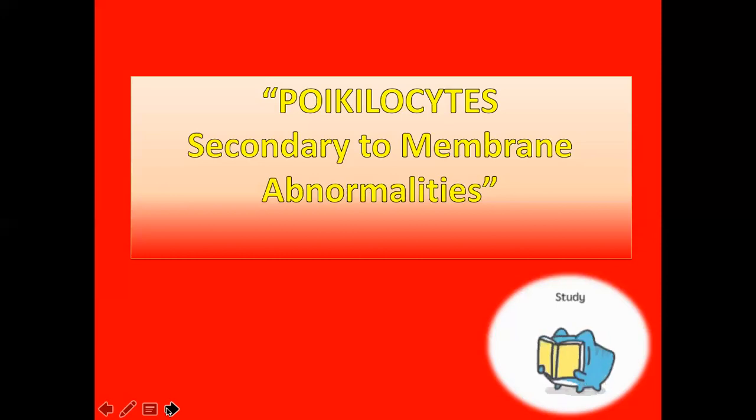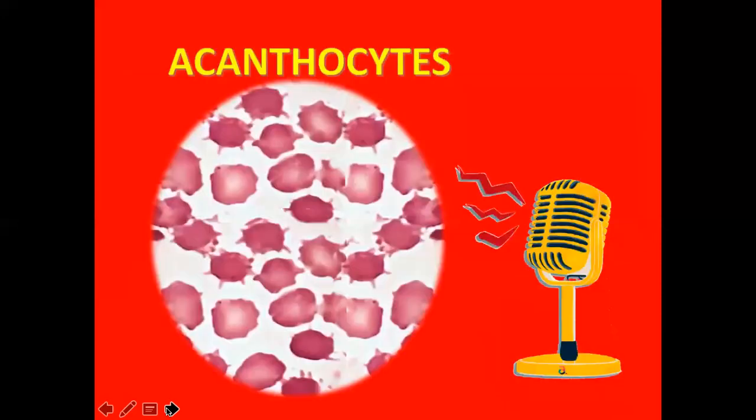And these poikilocytes that are secondary to membrane abnormalities, examples of these are the following. The first one is acanthocytes, and the others we have here are burr cells, echinocytes or crenated red blood cells, the ovalocytes and elliptocytes, spherocytes, stomatocytes or the mouth cells, and lastly the target cells. So these are the poikilocytes with an abnormality in the shape of the red blood cells that is associated with some membrane defect or membrane change.